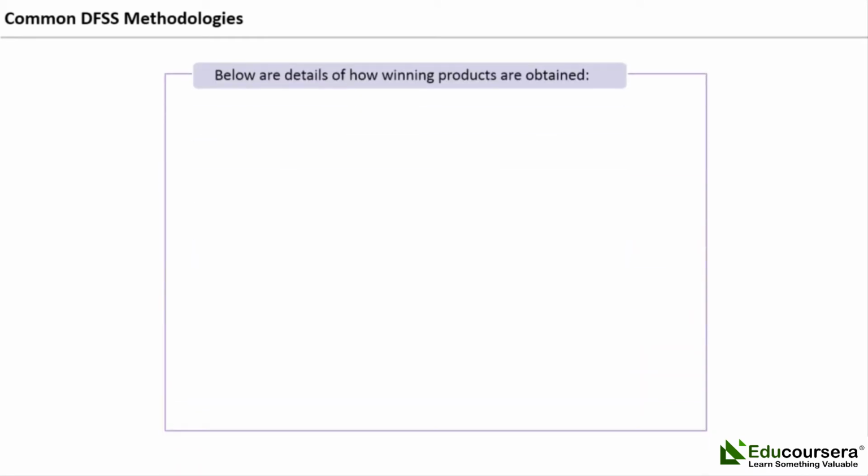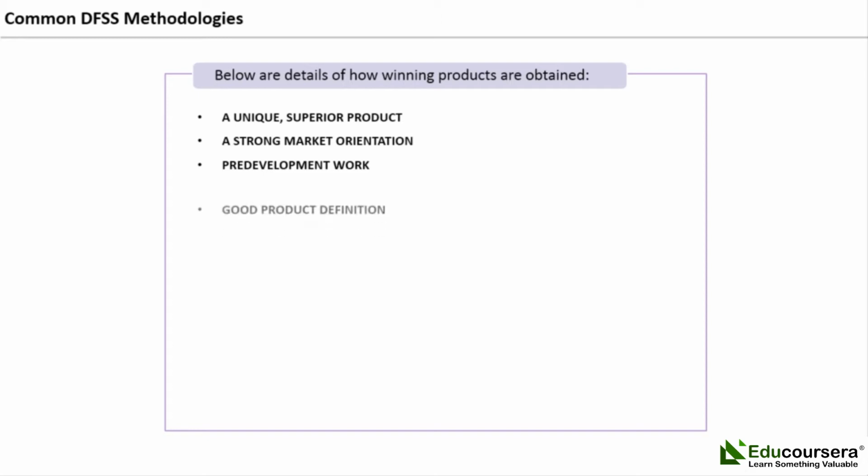Common DFSS methodologies. Below are details of how winning products are obtained. 1. A unique, superior product. This is a product with benefits and value for the customer. 2. A strong market orientation. An understanding of customer needs and wants exists. 3. Pre-development work. Upfront activities such as screening, market analysis, technical assessment, market research, and business analysis are vital before development starts. 4. Good product definition. A company must undertake good product and project definition before development begins.